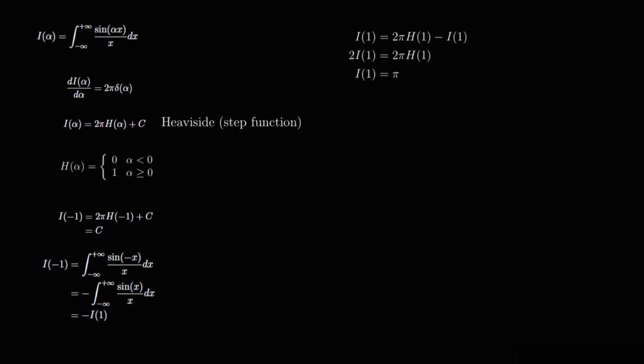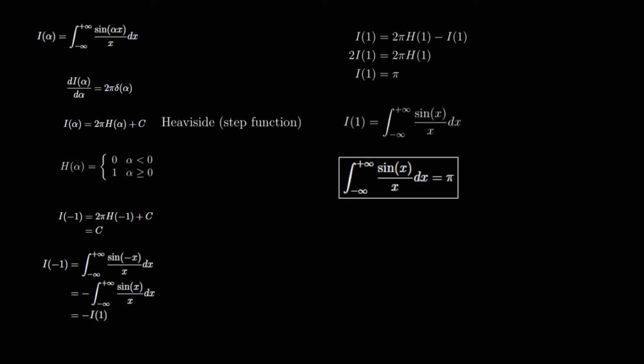Since I of 1 is the integral of sine of x over x from minus infinity to plus infinity, we finally obtain that the integral of sine of x over x with respect to x from minus infinity to plus infinity equals pi.